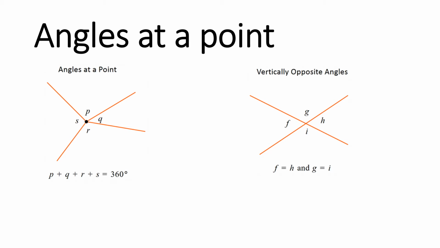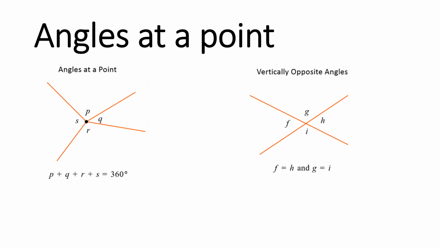On the left, we have angles at a point. Now all of these angles will add up to 360 degrees. None of them that are opposite each other are equal because we can see that the lines aren't straight, okay?